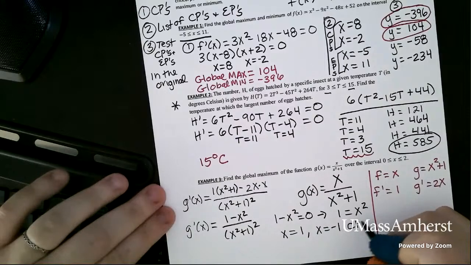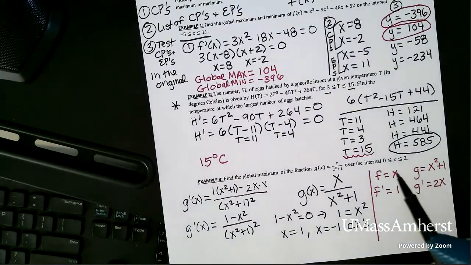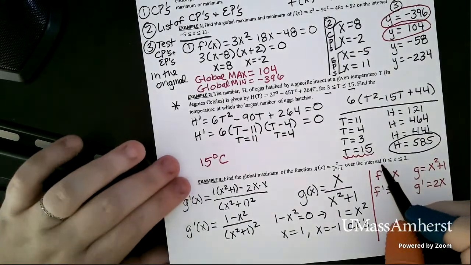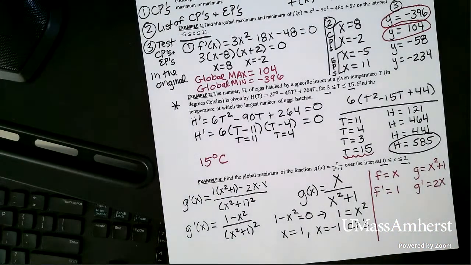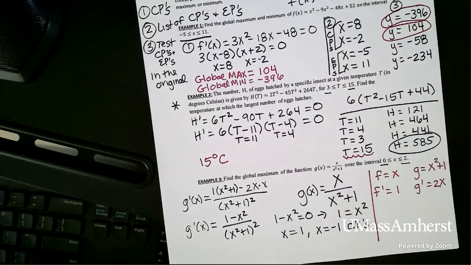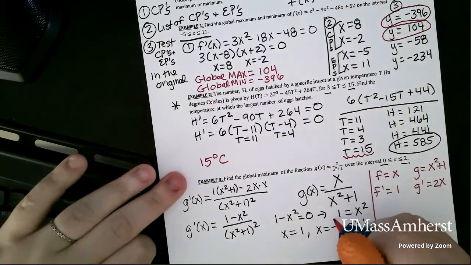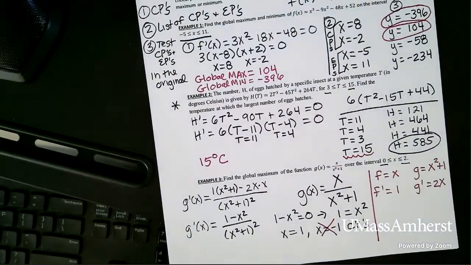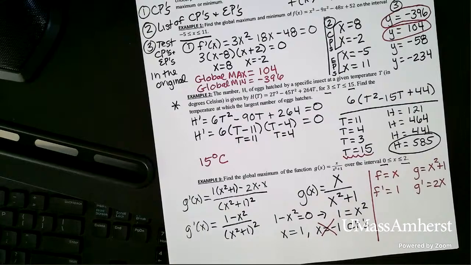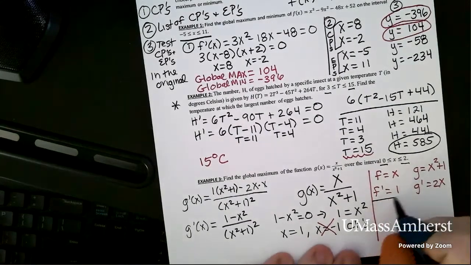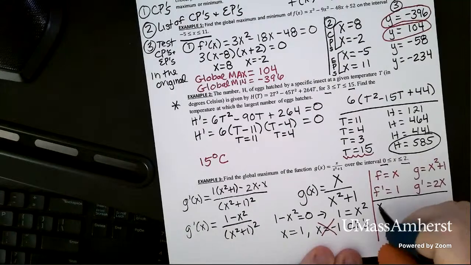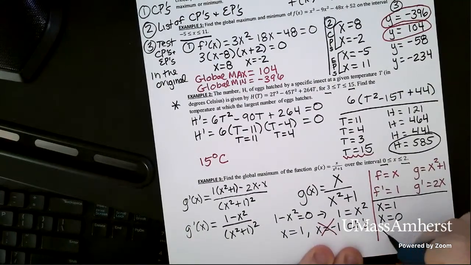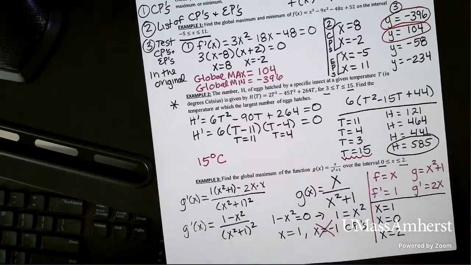Okay. Once I have my critical points, I want to look at my interval. So my interval is from 0 to 2. So what I notice is that one of my critical points is not on that interval. So x equals -1, I can't use because it's not between 0 and 2. So now I make a list of the values I can use. So x equals 1, x equals 0, and x equals 2.